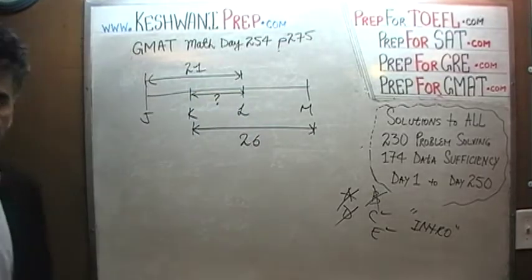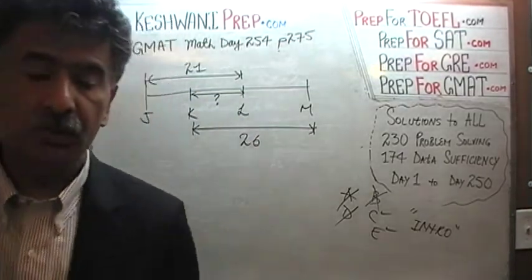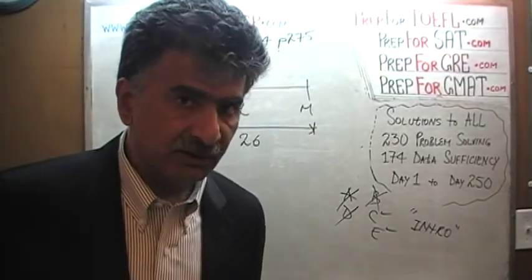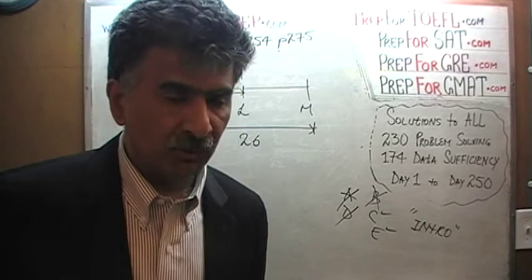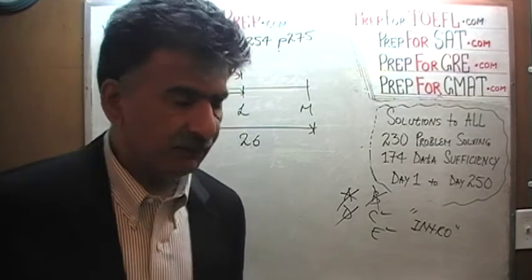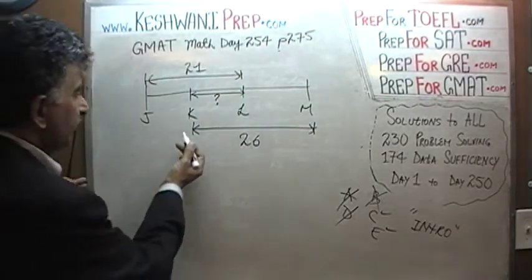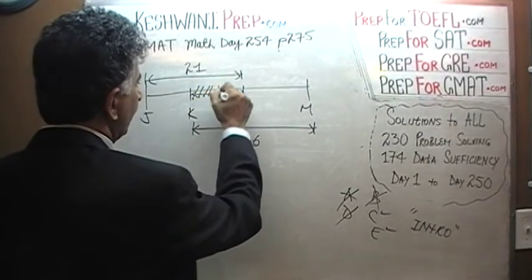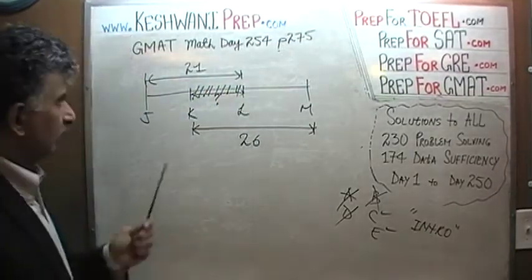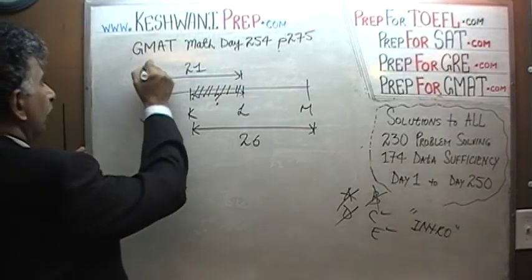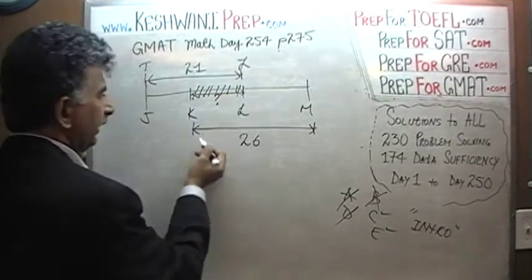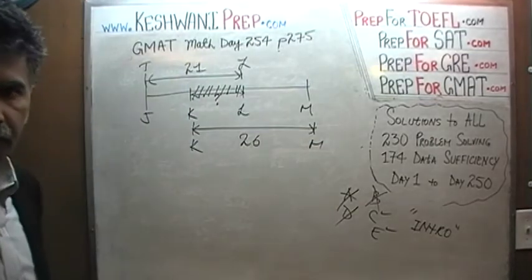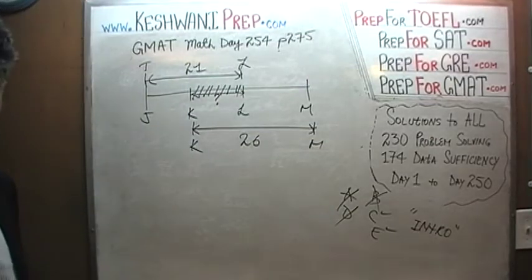Do you see a problem? Do you understand what is being asked here? What they're asking, in a very roundabout and convoluted way, is how much is the overlap? This is the overlapping region from J to L and from K to M. How much is the overlap? Well, we cannot answer that question.